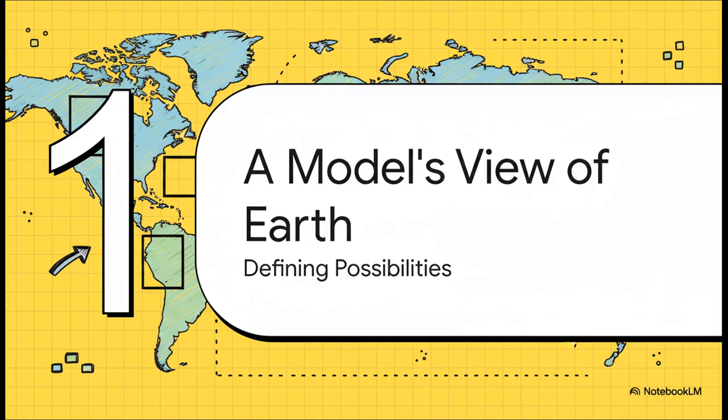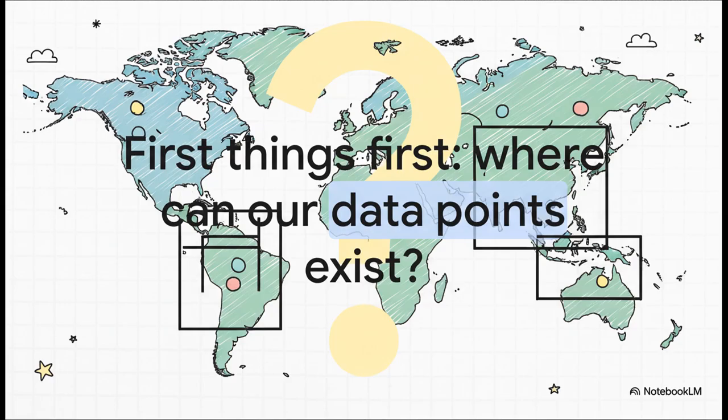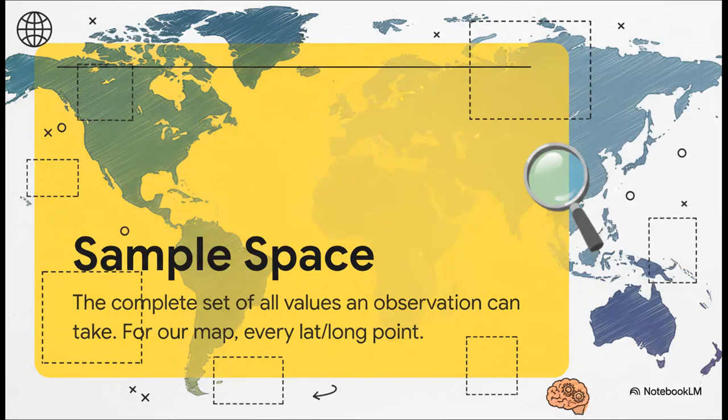All right, so where do we even begin? Well, before our model can find any land, it first needs a map. We have to define the entire world it's allowed to play in. Think about it. If our model is looking for land, we have to tell it where to look. We've got to define the entire space of possible locations we could ever ask it about in the first place. And that idea right there leads us straight to our first big concept, the sample space. It's just the complete set of all possible outcomes.